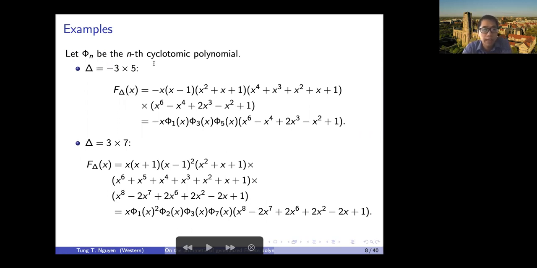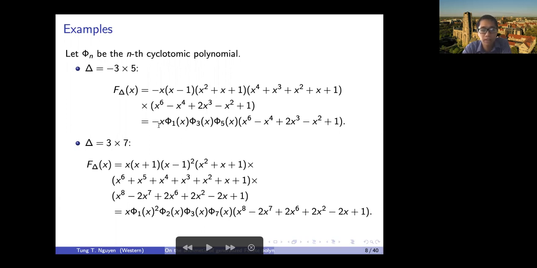So let phi n be the n-th cyclotomic polynomial. It's a polynomial where all the roots are primitive n-th roots of unity. Let's take delta equal to -3 times 5. Here we only consider delta composite, because delta prime is easy. In this case, you see that the polynomial has the following factorization.